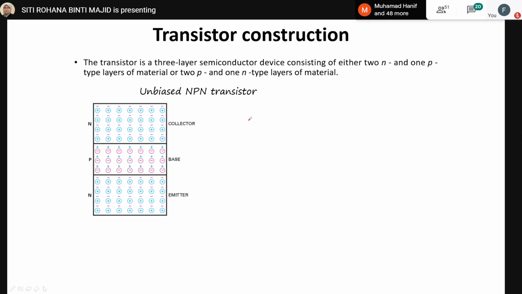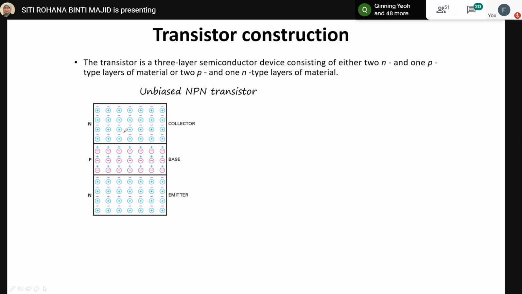And then this diagram is an unbiased NPN transistor. That means without any connection or polarity, we did not connect this structure to any power supply. Okay, so we have N.